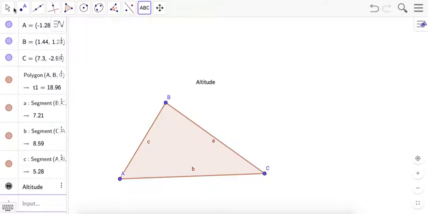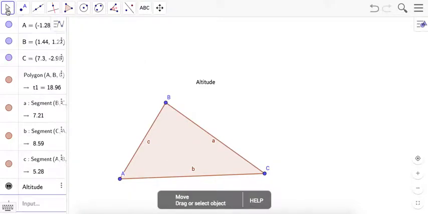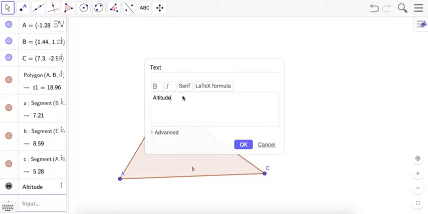All right, we have one more point of concurrency to talk about, and that's the point of concurrency of the altitude. So first we have to talk about what an altitude is. An altitude is a perpendicular segment from the vertex to the opposite side.